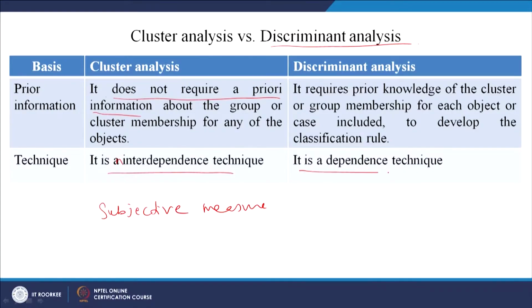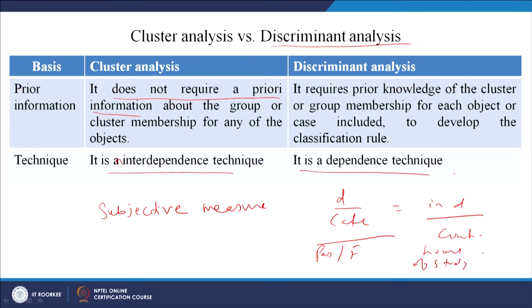Okay. As I had said, this is an interdependence technique and this is a dependence technique, right. Why? Because there is a dependent variable which is categorical and there is one or more independent variables which are continuous. Okay. For example, I said pass or fail, and this is based on hours of study, IQ of the student, etc.